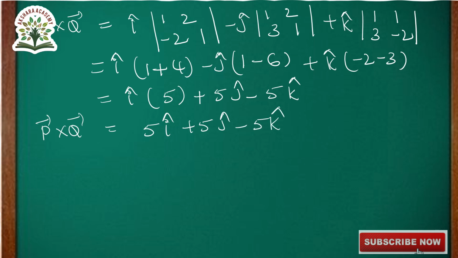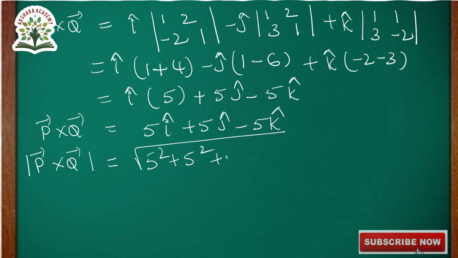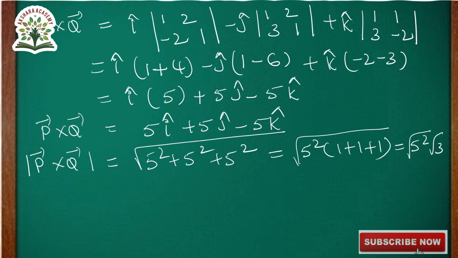Now we are finding the modulus of P bar cross Q bar, which is equal to under root of 5 square plus 5 square plus 5 square. Now taking common 5 square of 1 plus 1 plus 1 under the root. This can be written as 5 square root and root 3. Square root cancels. So we are getting 5 root 3.